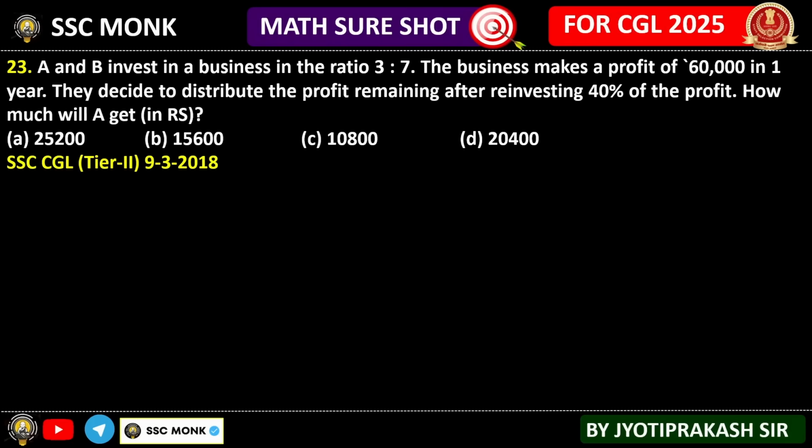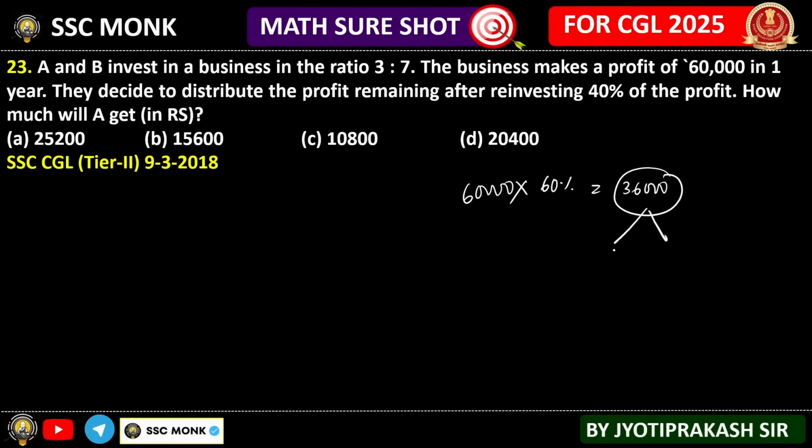A and B invested in a business in the ratio of 3:7. The business makes a profit of 60,000 in 1 year. They decided to distribute the profit remaining after reinvesting 40% of the profit. How much will A get? See, 40% is reinvested. That means out of 60,000, 60% will be distributed among them. So what is the total amount? 36,000 will be the total amount.